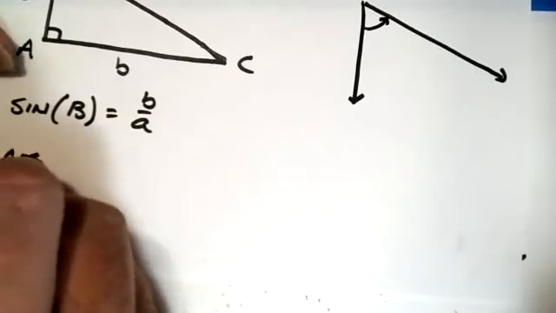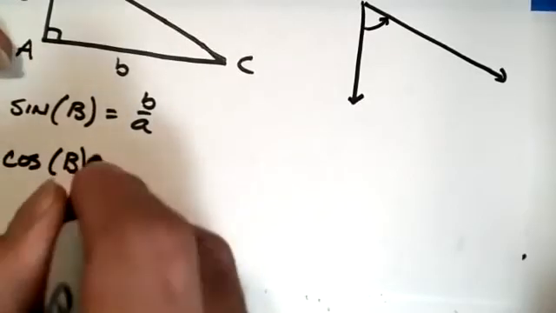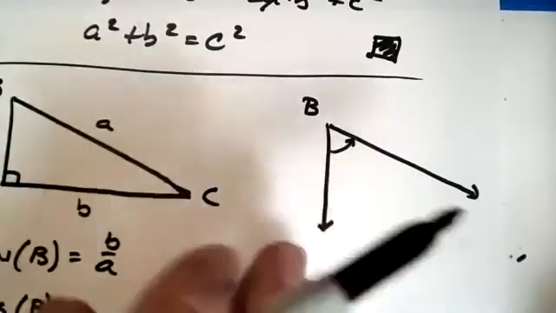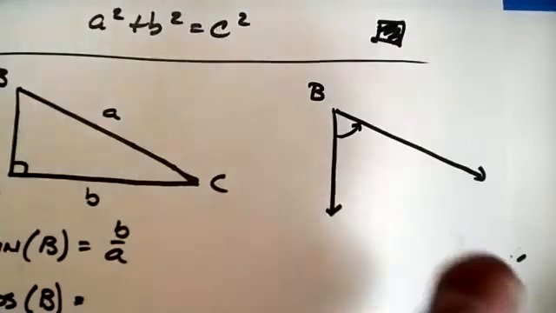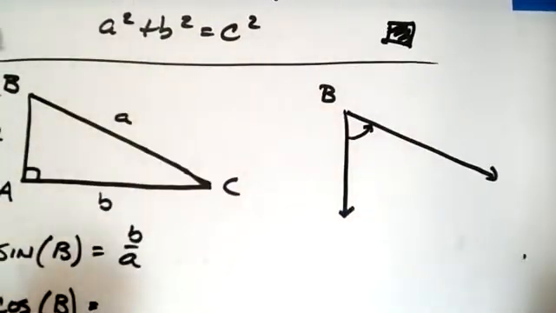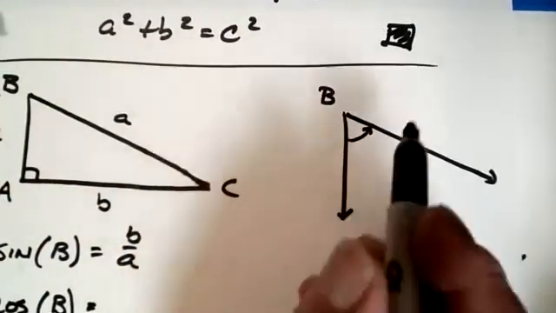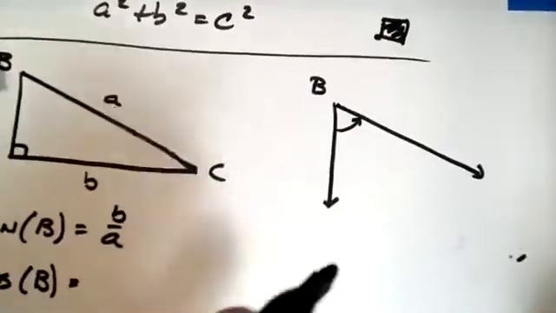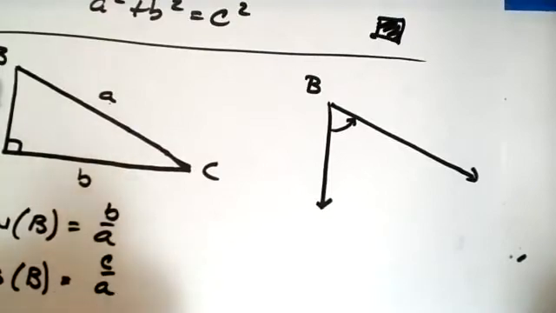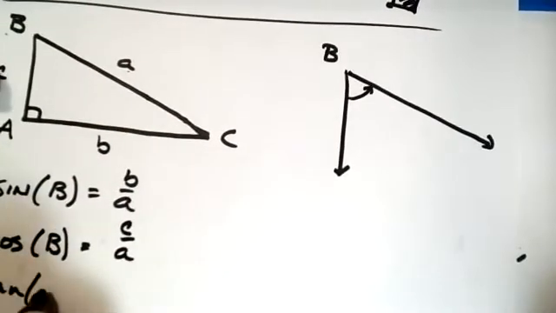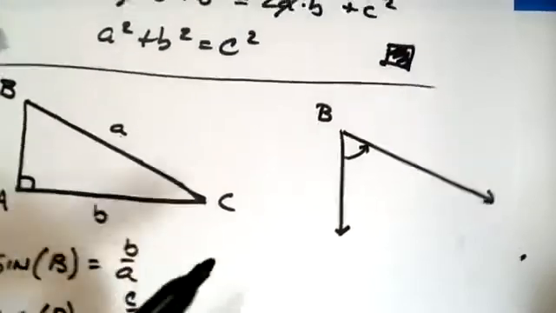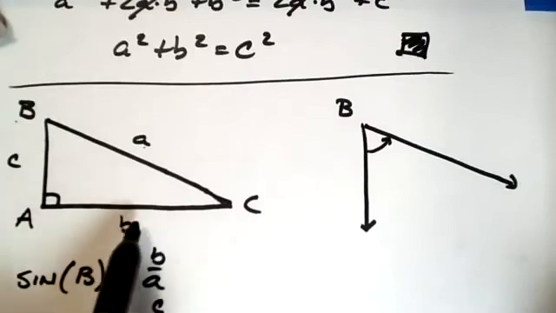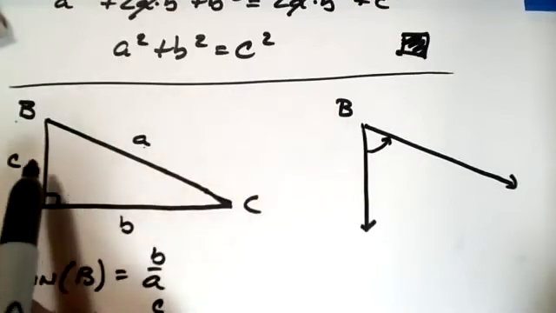So cosine of angle B is equal to, now again, in this particular case, it's not the y value, and I've intentionally made the coordinate system unclear, but instead of b over a, it's actually c over a. And then finally, tangent of B is equal to the y value, b, over the x value, c. So b over c.